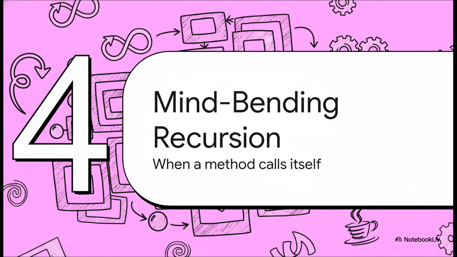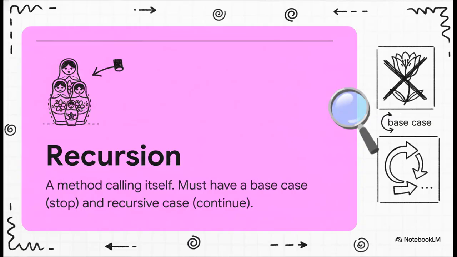All right, buckle up. We're about to get into a concept that is incredibly powerful, super elegant, and yes, sometimes a little bit mind-bending. Let's talk about recursion. Recursion is when a method calls itself to solve a problem. I love the analogy of Russian nesting dolls. You open one up, and there's a slightly smaller version of the same doll inside.